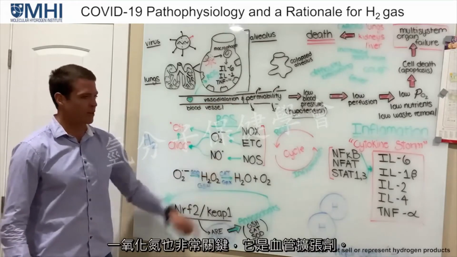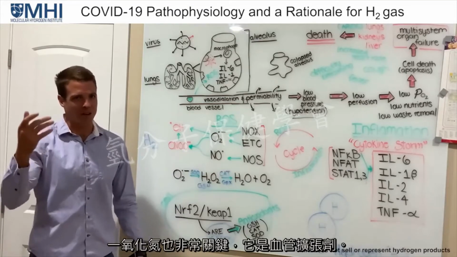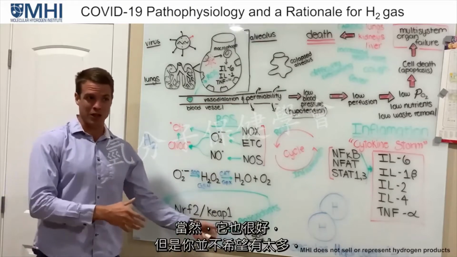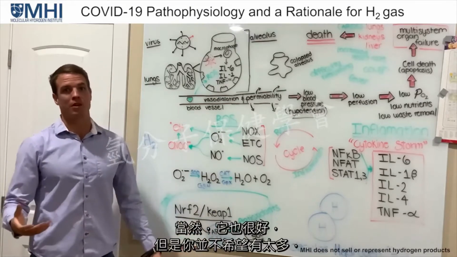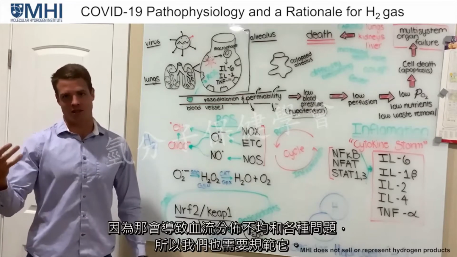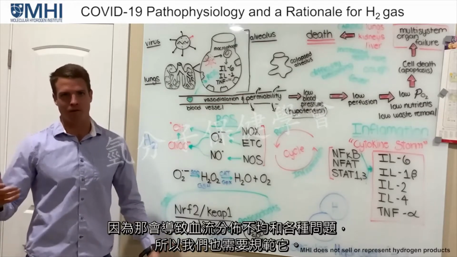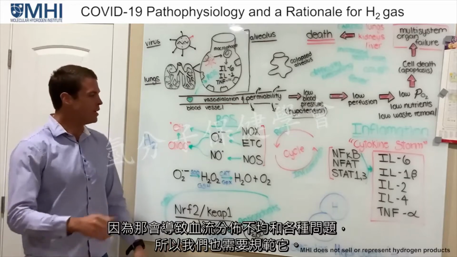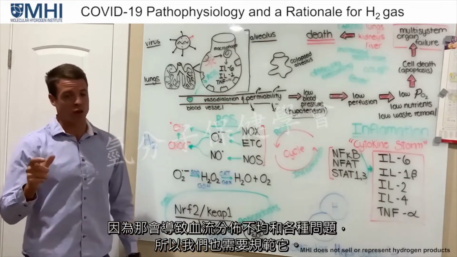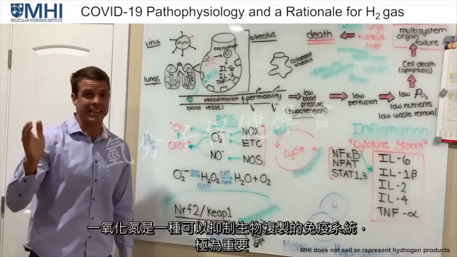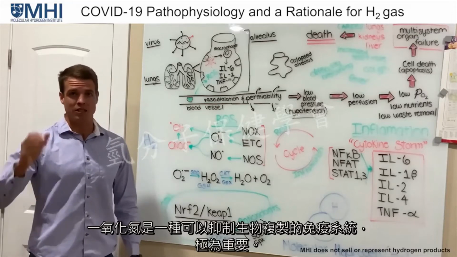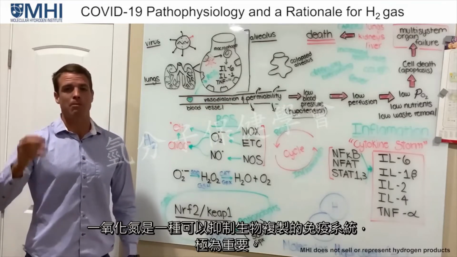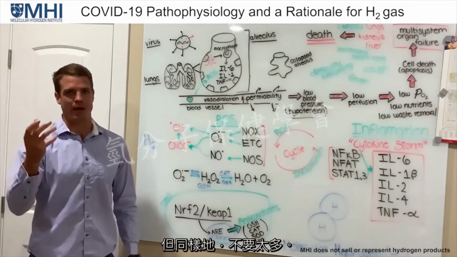Also nitric oxide. Well, nitric oxide is very critical. It's a vasodilator. Of course, that's really good, but you don't want too much of that, because that's going to cause misdistribution of blood flow and all sorts of problems. So we need to have that regulated as well. But nitric oxide can inhibit viral replication. It's extremely important for the immune system. But again, you don't want too much of it. You want to keep that regulated.